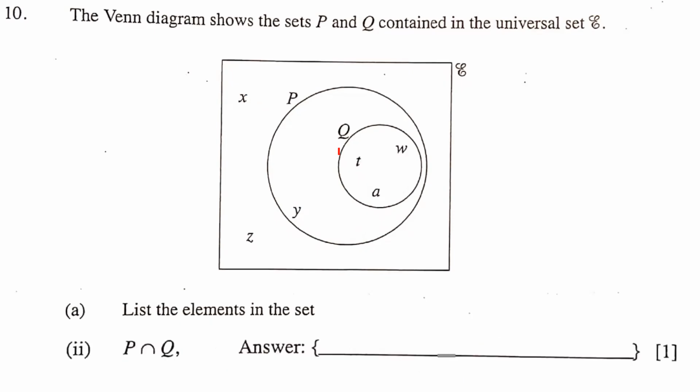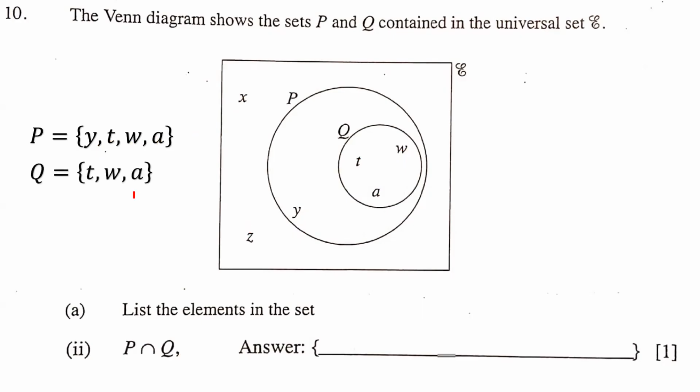All right, let's move on to question A, double I. It says list the elements in the set P intersect Q. So you see this upside down U, that means intersect. So we have to list the value of P intersect Q. Okay, what is that, right? So first, let's list off the elements of P. What are the elements of P? Well, Y is in P, T is in P, W is in P, and also A is in P. So those are the members of P: Y, T, W, and A. Again, we cannot include X and we cannot include Z.